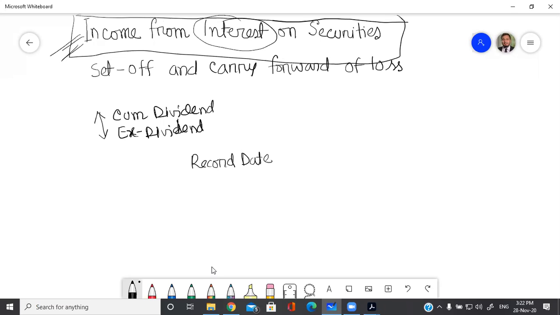Okay. So whatever, I would like to tell you that say Grameenphone has declared that the record date is 15th December. 15th December. So what does it mean? It means that the investor who buys the Grameenphone share till 14th December will be entitled to get the dividend Grameenphone is planning to pay based on this declaration.